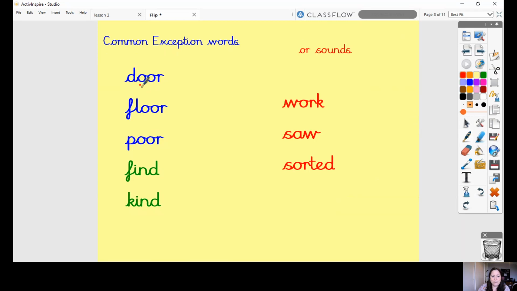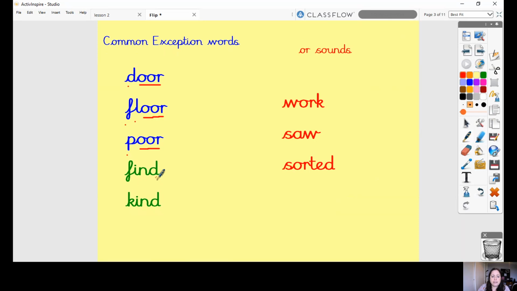Hopefully you've noticed that they all have double O-R and they're making the or sound. Door, floor, paw. We could have had those in our spellings this week, couldn't we? Okay, so we've got door, floor and paw. So we have to remember that we've got double O and R for those ones.